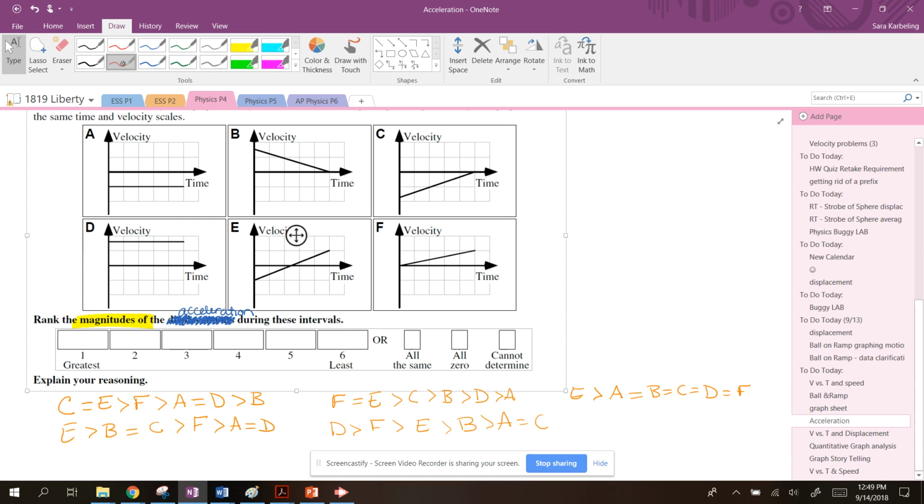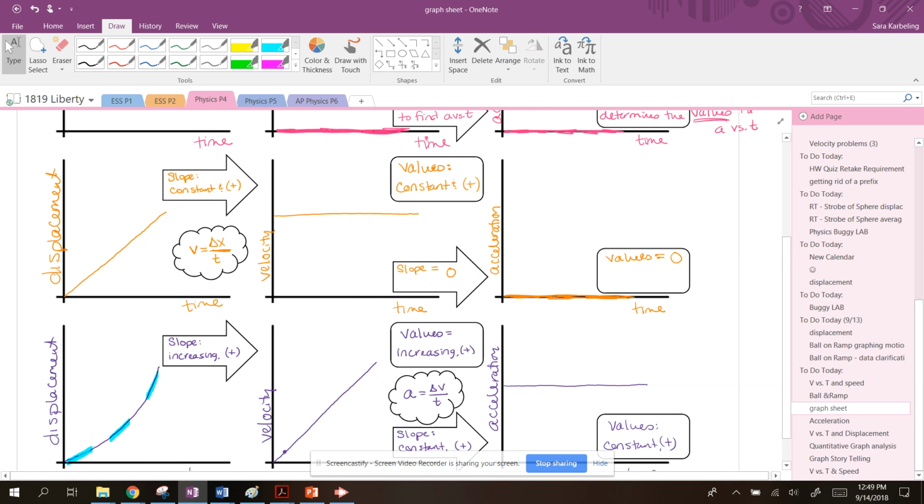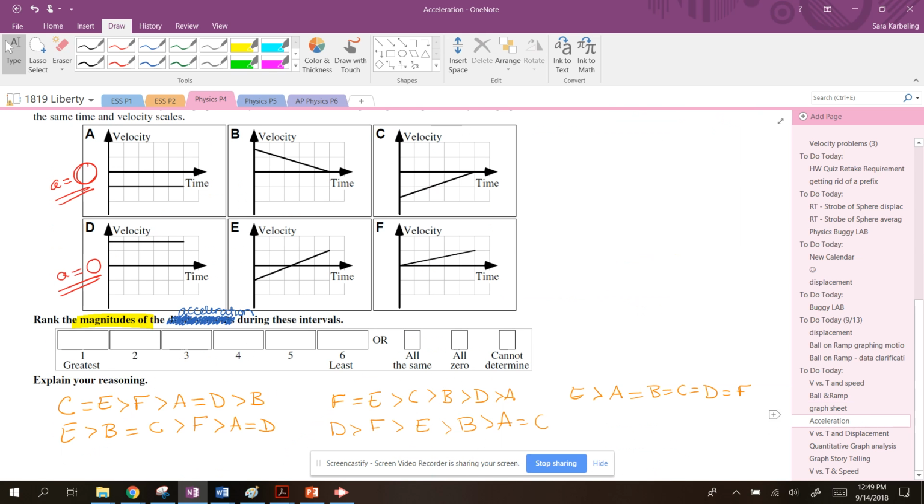A and D both have a slope of 0. So that's going to be easy because that means acceleration is 0. Do you guys understand why we said that? So that would be like on the pink sheet. Slope equals 0 for the velocity, right? If the slope equals 0, that means the acceleration is 0. Boom, we're done. Okay. Let's go to the next thing. So now we've got 4 other ones.